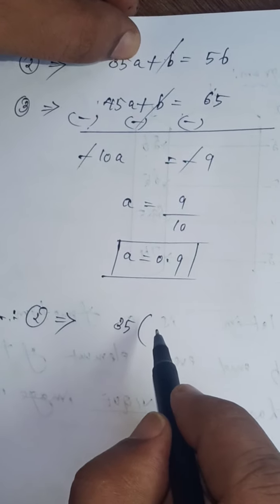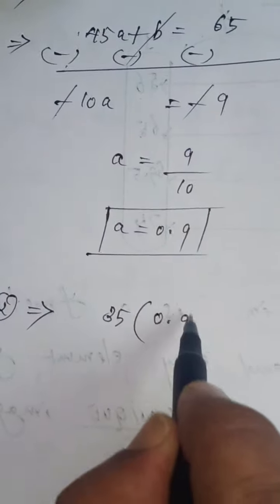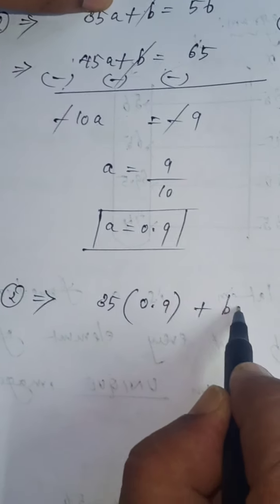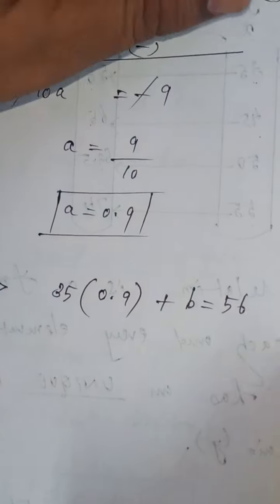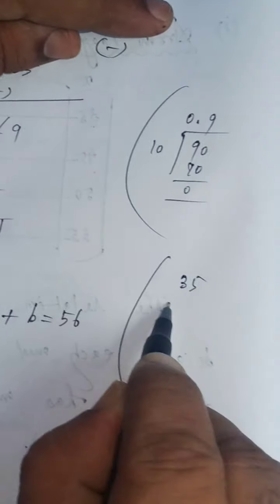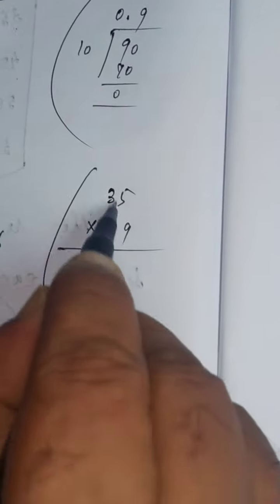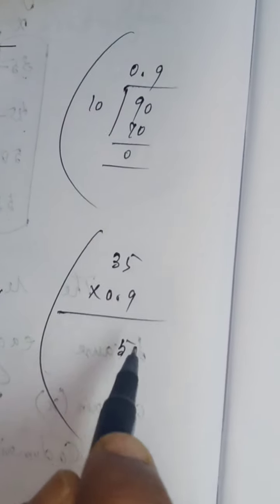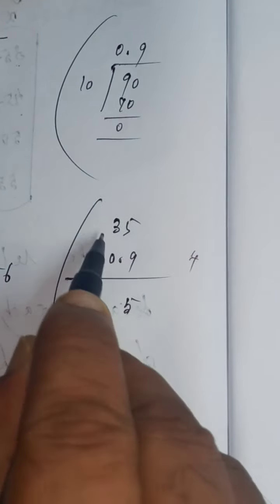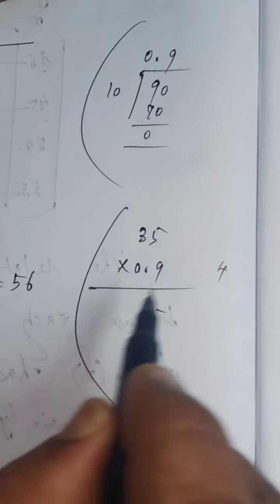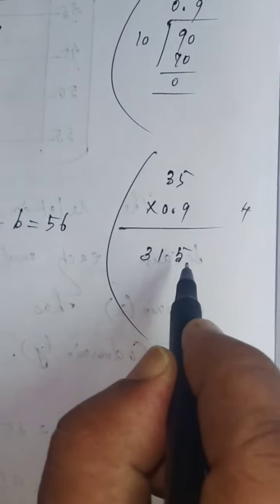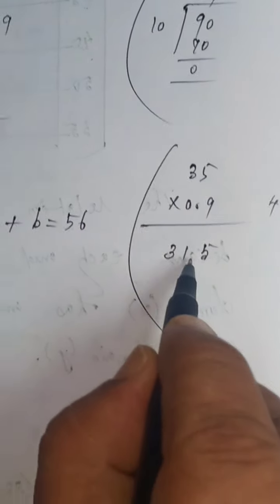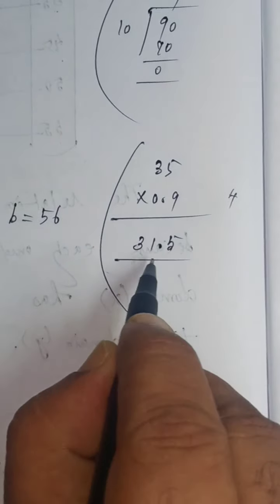You can replace a by 0.9 plus b, that is equal to 56. 35 into 0.9. 5 nines are 45. Balance 4. 3 nines are 27. 27 plus 4 is 31. So after the decimal point, 1 digit is there. So from the right hand side, after 1 digit, keep the decimal point. So what's the answer? 31.5.